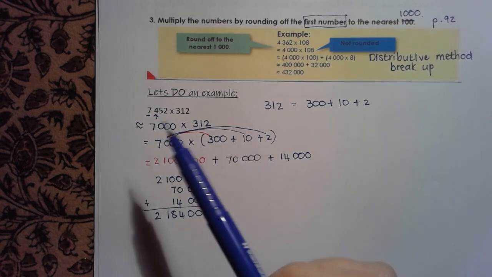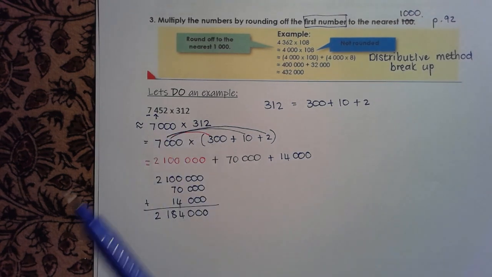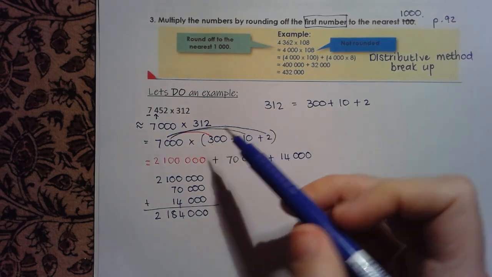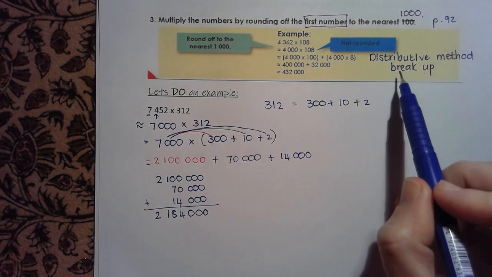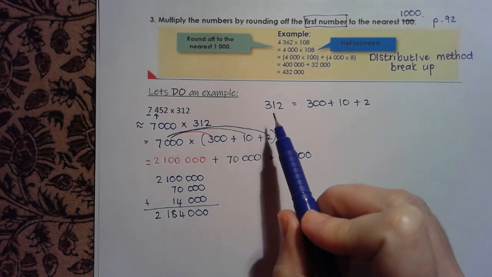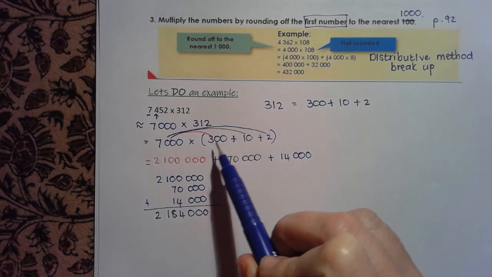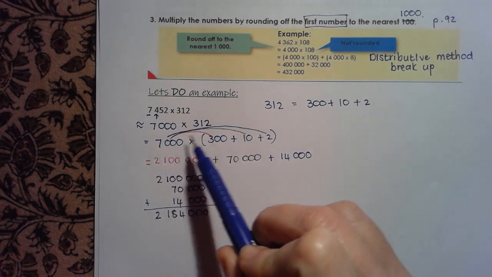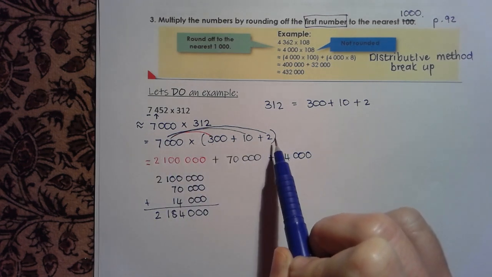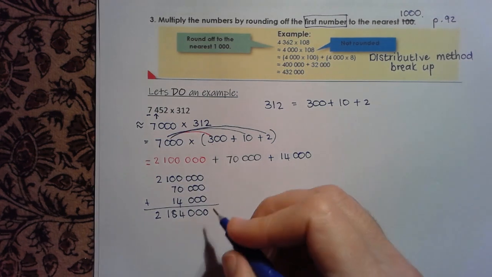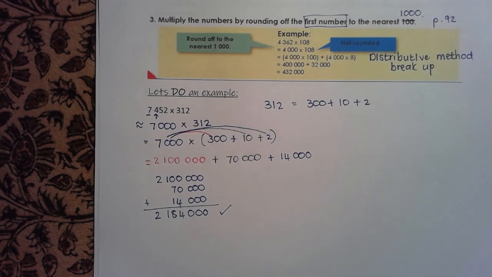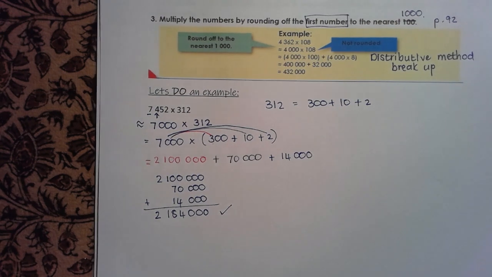Okay, so what did we do here? We only rounded off the first number to the nearest thousand. The second number remained the same. Then we used the distributive method, which means break up. So we broke up the number into the hundreds, tens, and units. And then we multiplied each one of them separately with 7,000. These are the answers which you added together, and then you reach your final answer. Okay, so let's go on to number 4.